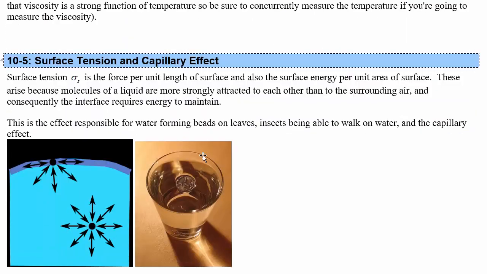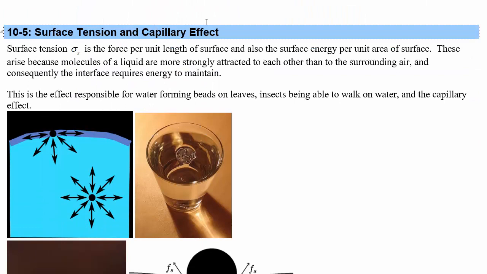All right, our second topic for today is surface tension and the capillary effect. Surface tension is the force per unit length of surface and also the surface energy per unit area of surface. You think, okay, how can that be the case?